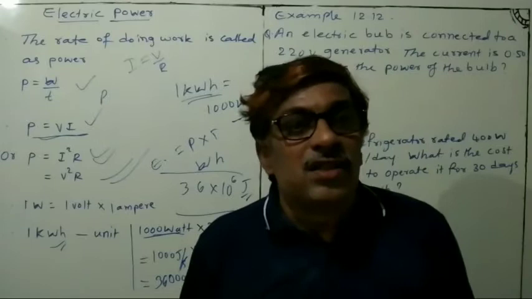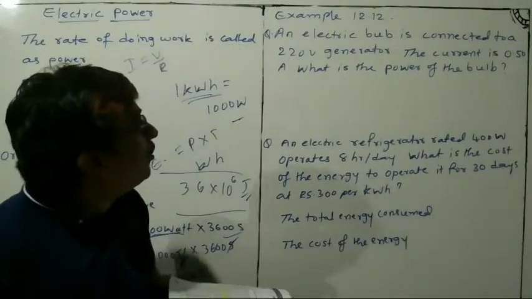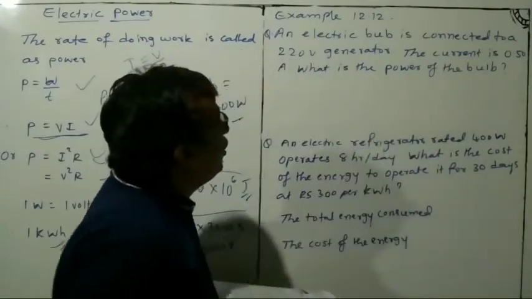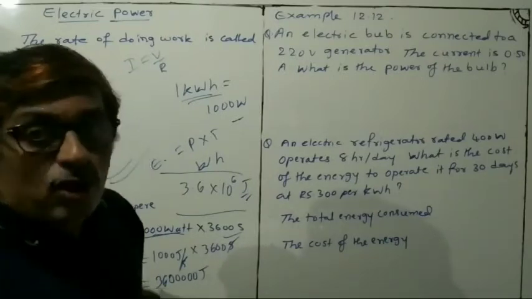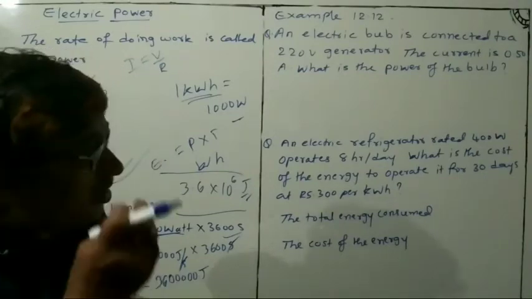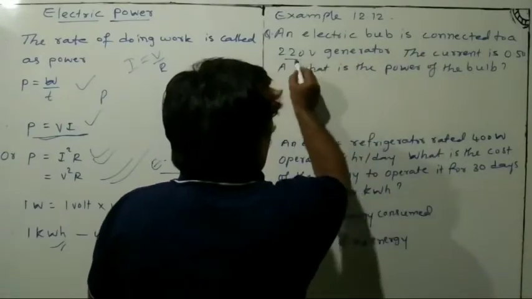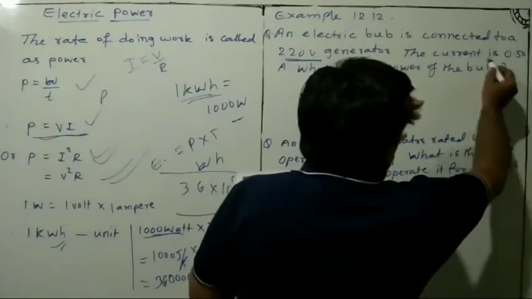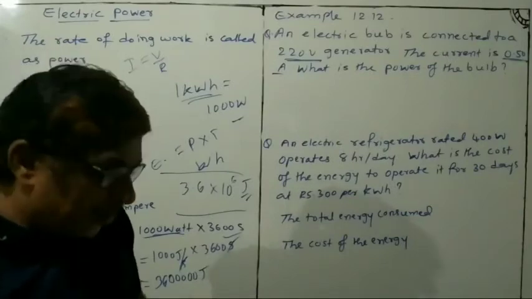So now you will see some examples. Example 12.12: An electric bulb is connected to a 220 volt generator. The current is 0.50 ampere. What is the power of the bulb? See here students, an electric bulb is connected to 220 volt and the current is 0.50 ampere. What is the power of the bulb?